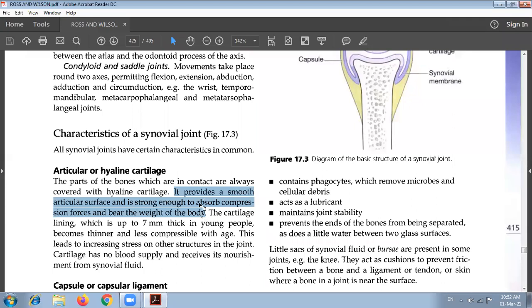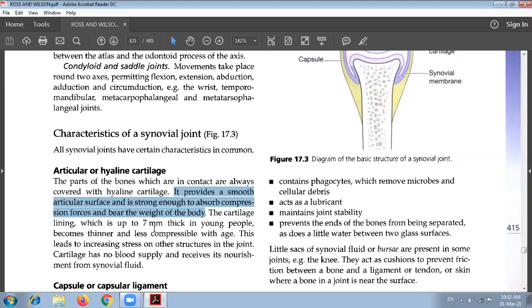Due to this hyaline cartilage, we are able to jump, walk and run. Otherwise, our bones would not be able to sustain these compression forces. So this is a very important joint of our body.